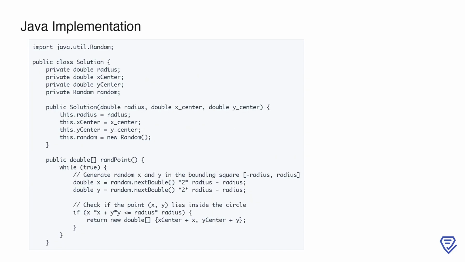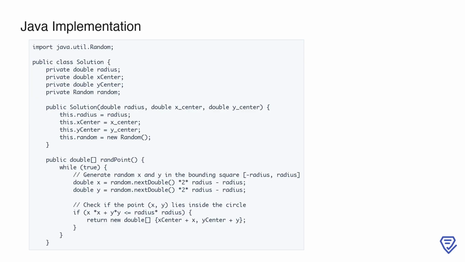Once the random offsets are generated, we check if the point defined by these offsets lies inside the circle. To do this, we use the condition x offset squared plus y offset squared is less than or equal to the square of the radius, which is derived from the equation of a circle. If the condition is satisfied, the point is valid, and we translate it relative to the circle's center by adding x center and y center to the offsets. This ensures the random point is placed correctly within the circle centered at the specified coordinates.